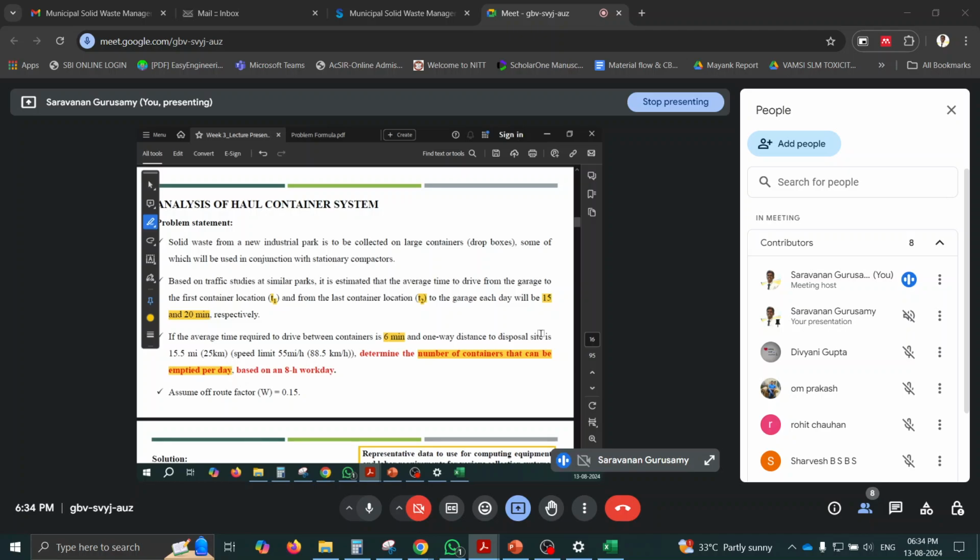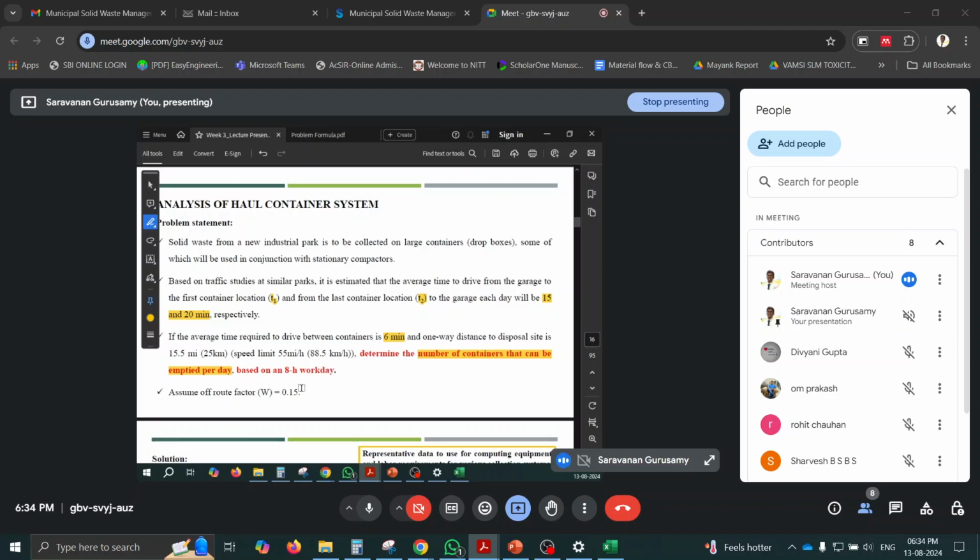If it is a round trip, then it will be 15.5 into 2. One way distance is given, so X will be 15.5 into 2. And the speed limit is 88.5 km per hour. Determine the number of containers that can be emptied per day based on an 8 hour working day. So we have to find the number of trips, which will be equal to the number of containers emptied, or the number of locations we have addressed. That's what we are going to find.